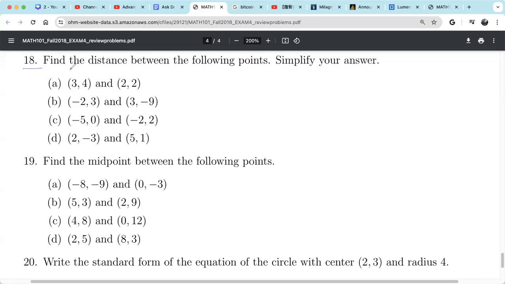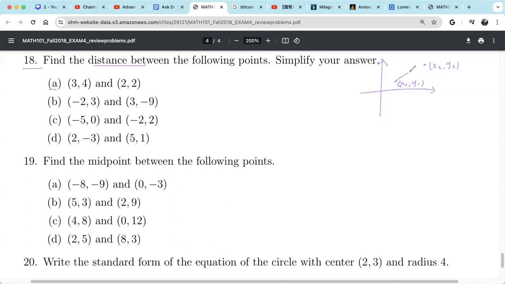Question 18, we want to find the distance between given 2 points. So A, we're given those 2 points. Let's recall the distance formula. If we have 2 points in a space, it can be anywhere on the plane. So for convenience, let me put it in the first quadrant. Maybe we call this point x1, y1, this point x2, y2.